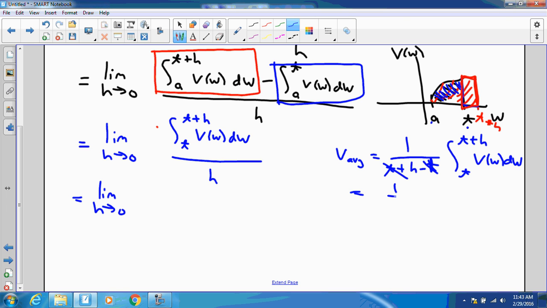Which is the area divided by the width. But if you look very closely, this average value expression that we have is exactly that expression right there. We didn't realize it, but what we found right here was the average value of the velocity on the interval t to t plus h. And that's going to be as h goes to 0.